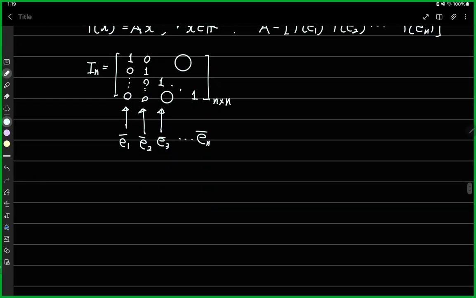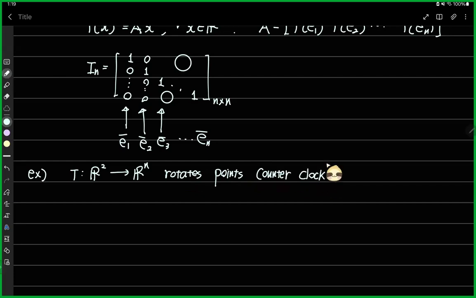Now let's see an example. Let's say a linear transformation from R2 to R2. It's kind of nice because the dimensions of the domain and codomain are identical. Let's say the linear transformation T rotates the points counterclockwise about the origin by angle theta.